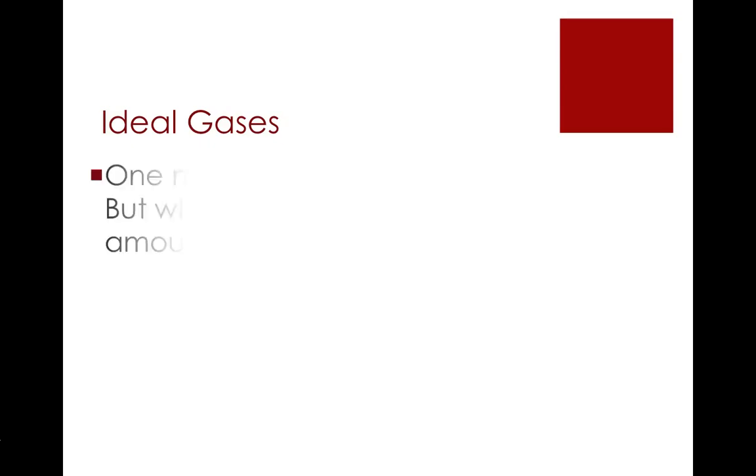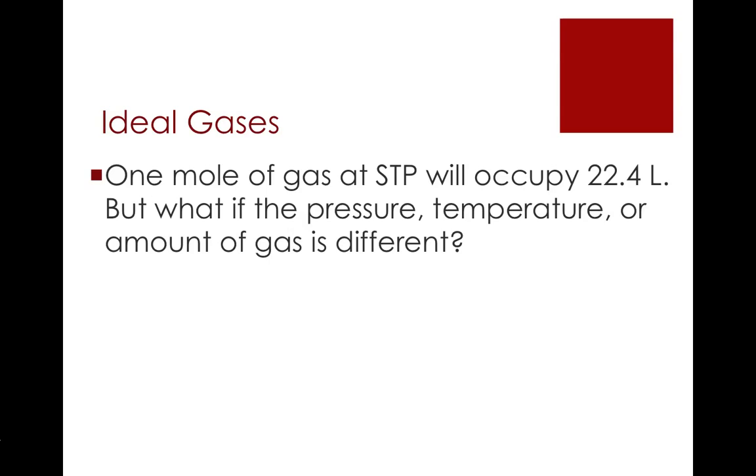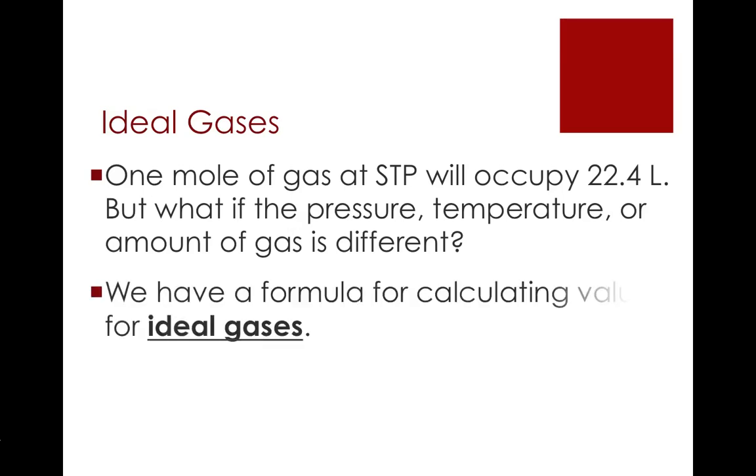We talked about before that 1 mole of gas at STP will occupy 22.4 liters, but I didn't talk a whole lot about what if the pressure is different, or what if the temperature is not 0 degrees Celsius, or the amount of gas, maybe we have more than a mole, anything like that. So we're going to branch out a little bit further, and we're going to use a formula that is going to allow us to calculate values for ideal gases.